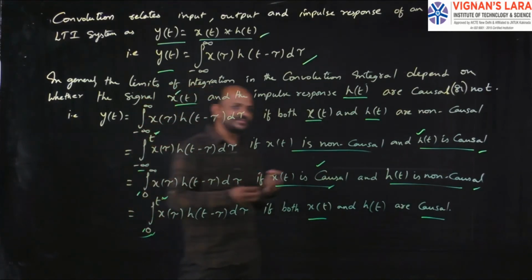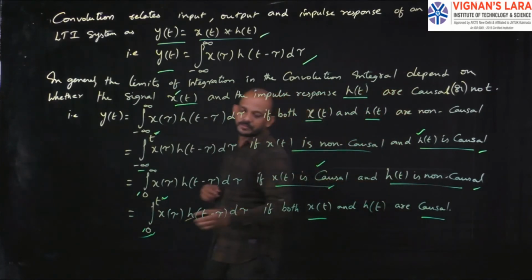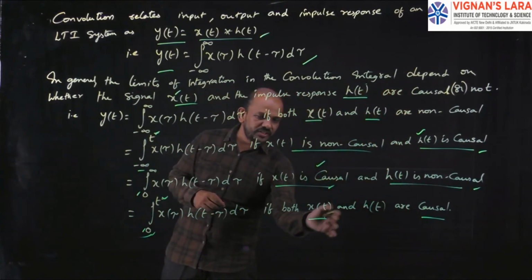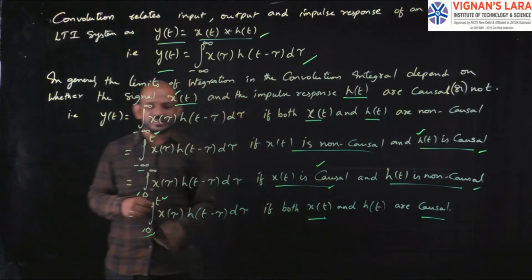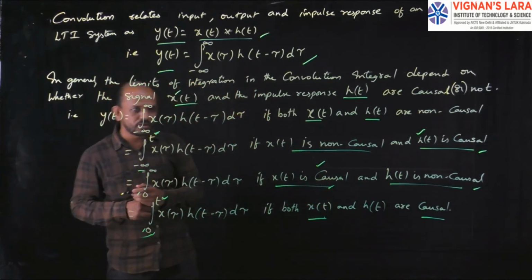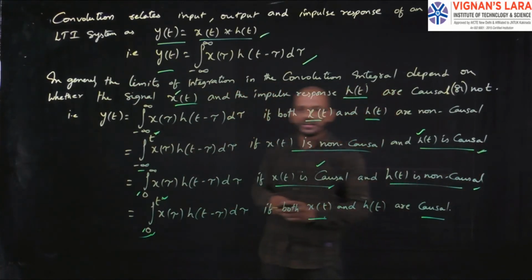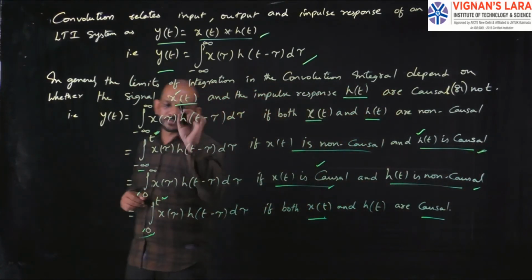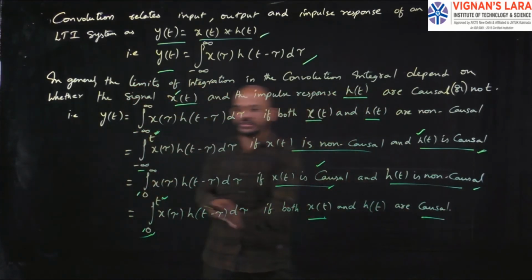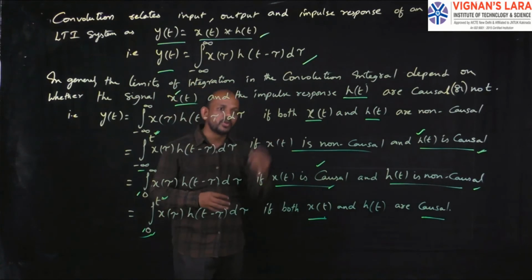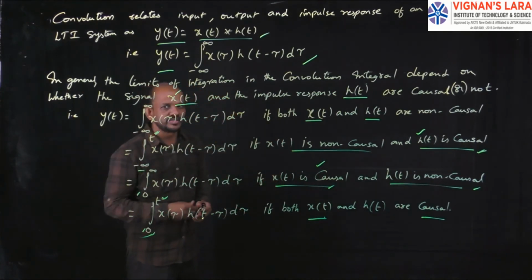So these are the simple techniques to remember the limits. If x of t is causal, then it starts from 0. The same way, if h of t is causal, it extends up to small t, and the upper limit is small t. So if you remember these two, you can write all these three equations.